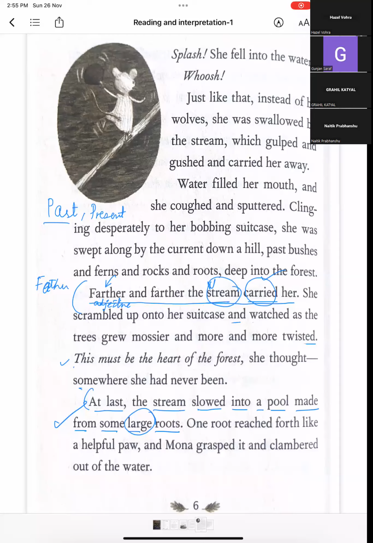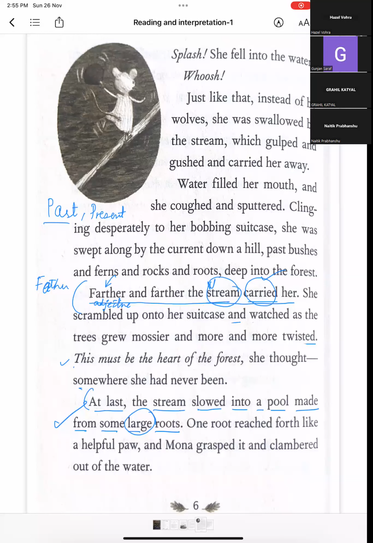Now, clinging desperately to her bobbing suitcase, she was swept along by the current down a hill, past bushes and ferns and rocks and roots, deep into the forest. Farther and farther, the stream carried her. She scrambled up onto her suitcase and watched as the trees grew mossier and more twisted. This must be the heart of the forest, she thought, somewhere she had never been.